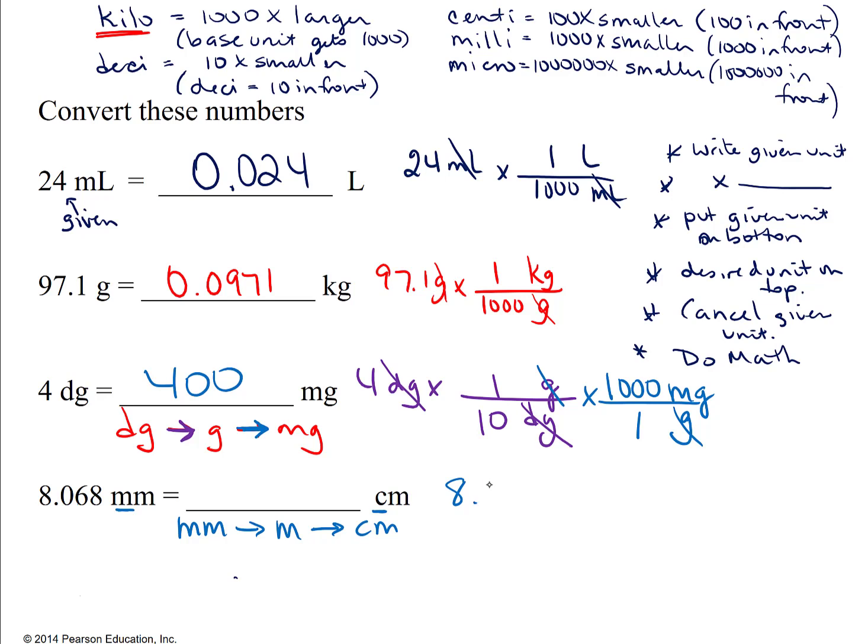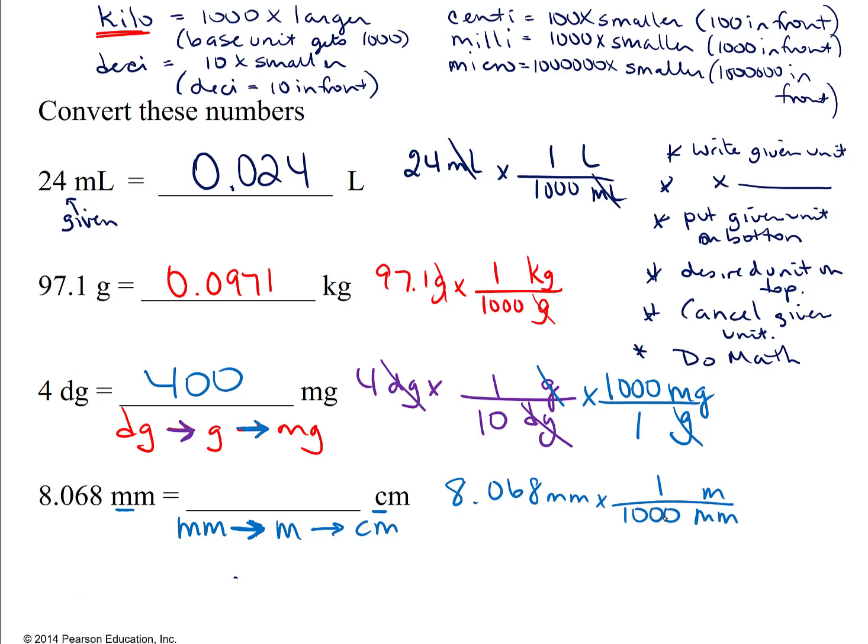Write down the number you start with. MM times in a line. Right? So it's always what you start with times in your line. I want to do this one first. So I'm going to put millimeters on the bottom, meters on top. The unit I start with is millimeters, so it's going to go on the bottom. Always the given unit goes on the bottom in the first step. And in this one, because I have milli and I have centi, I need to do it in 2 steps and put the base unit in between.